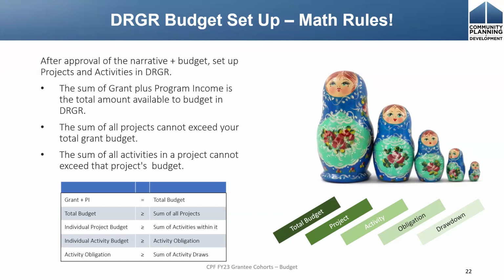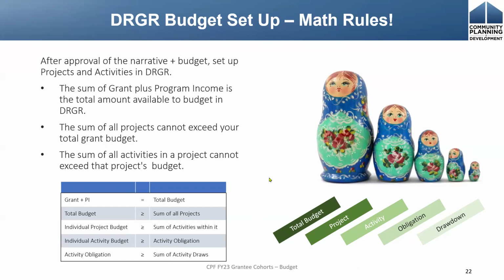The next level is projects. So you're going to create a project, which is sort of like a bucket that holds your activities. In that bucket, any of the activities that you're going to develop will go into that bucket. I think most grantees for CPF might have just one project, but the system does allow multiple projects. And so for the project, you're going to establish a budget, and then within that project, you will associate activities. Now, the sum of all of your activity budgets is going to have to be equal to or less than the project budget. And so that's where these sort of stacking dolls come in.